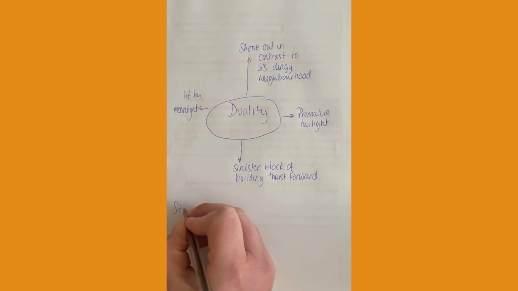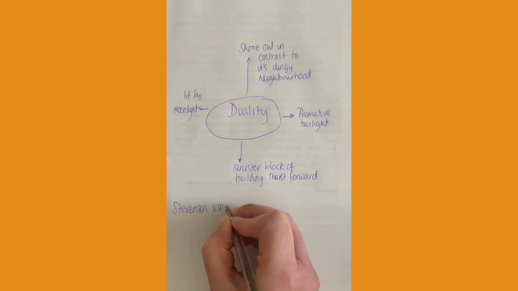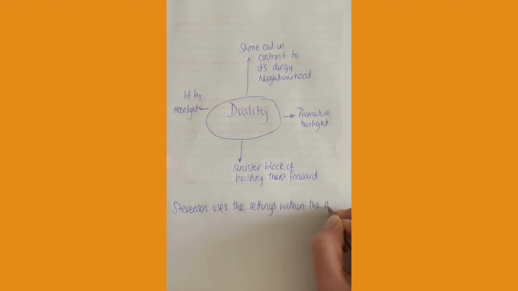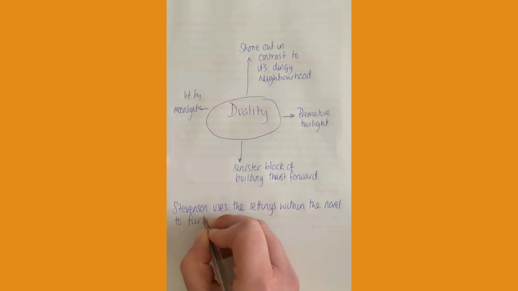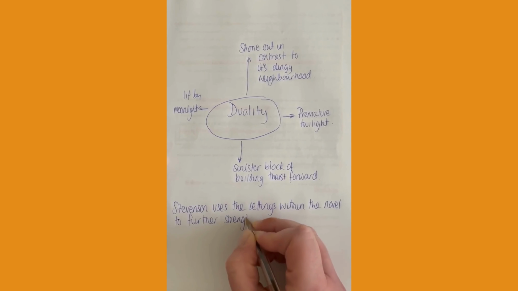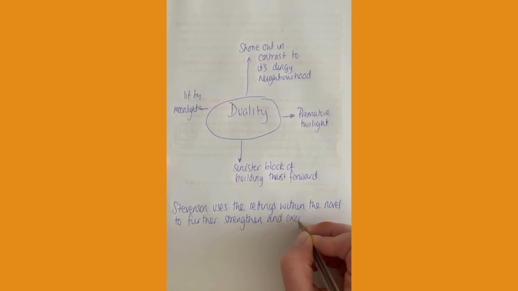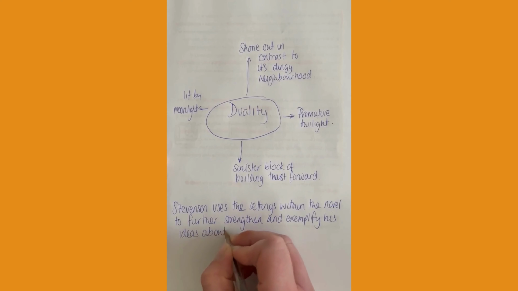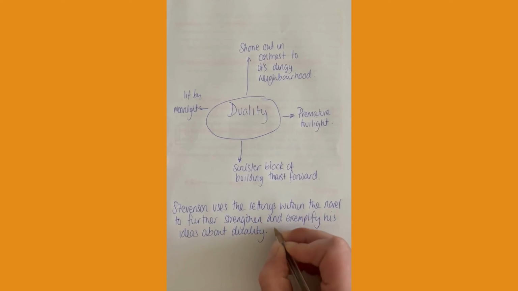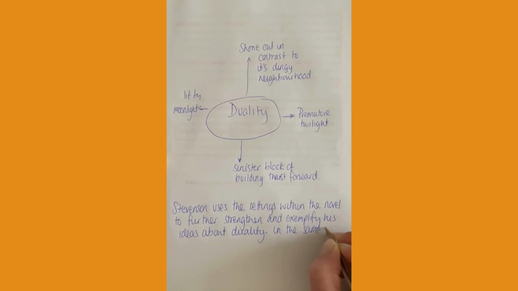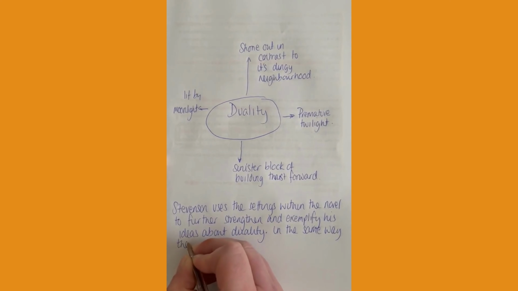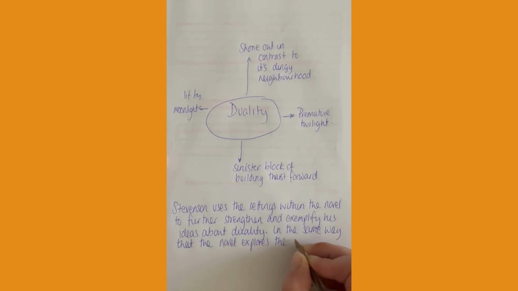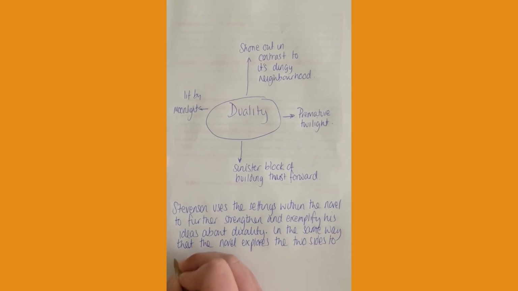So Stevenson uses the settings within the novel to further strengthen and exemplify his ideas about duality, in the same way that the novel explores the two sides to man.